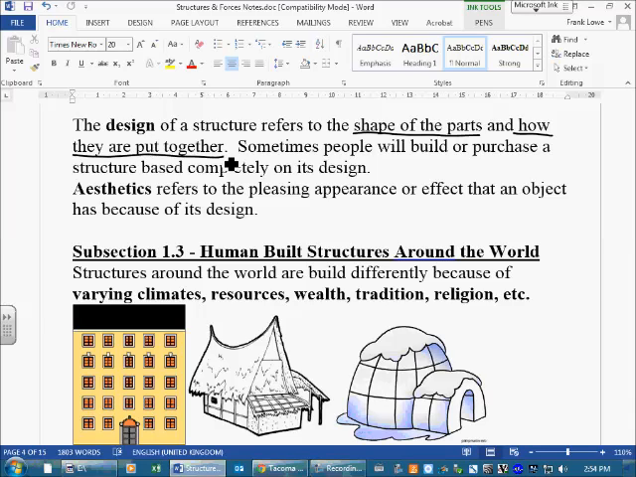Now, when people buy things, they buy things that will perform a certain function. But that's not the only reason why we buy something. This is a great word: aesthetics. You should throw that word out during dinner sometime today or tomorrow. Aesthetics refers to the pleasing appearance that an object has because of its design.